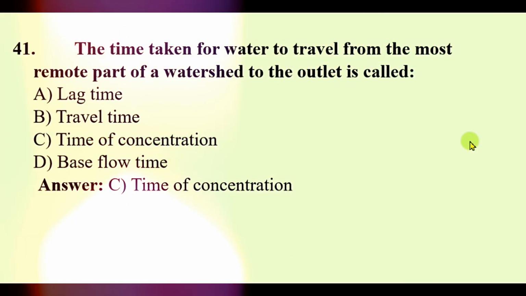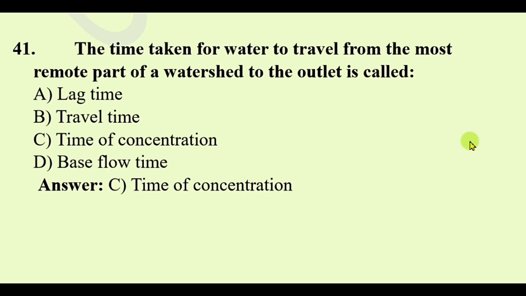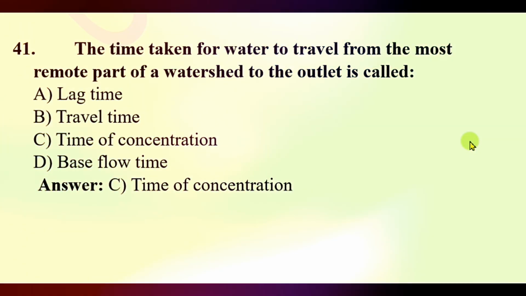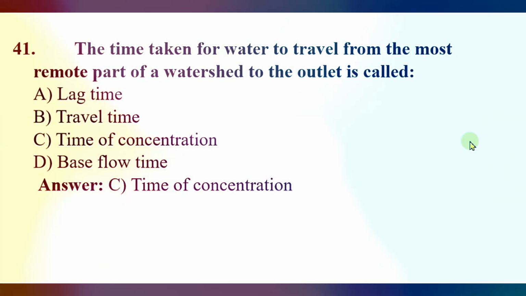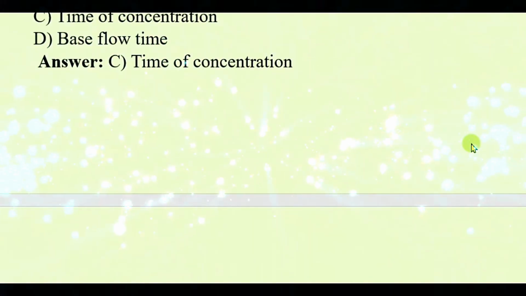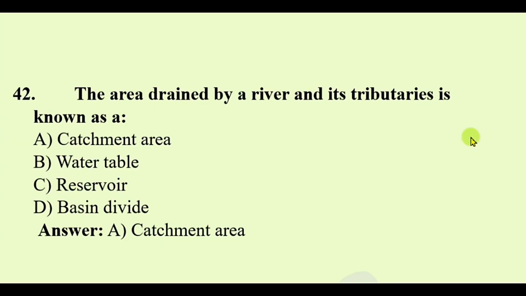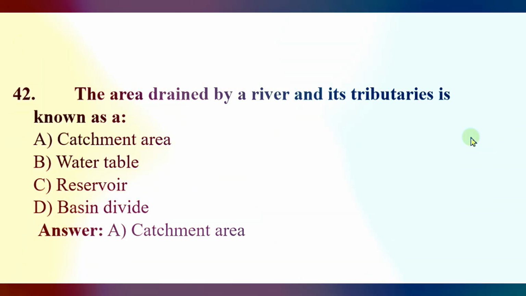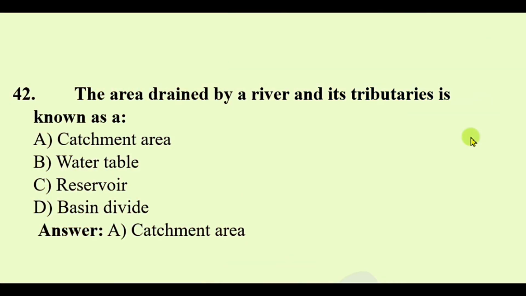Question 41. The time taken for water to travel from the most remote part of a watershed to the outlet is called lag time, travel time, time of concentration, base flow time. Here the right answer will be time of concentration. It's the time taken for water to travel from the most remote part of the watershed to the outlet. It's called time of concentration. Question 42. The area drained by a river and its tributaries is known as catchment area, water table, reservoir, basin divide. The right answer will be catchment area.